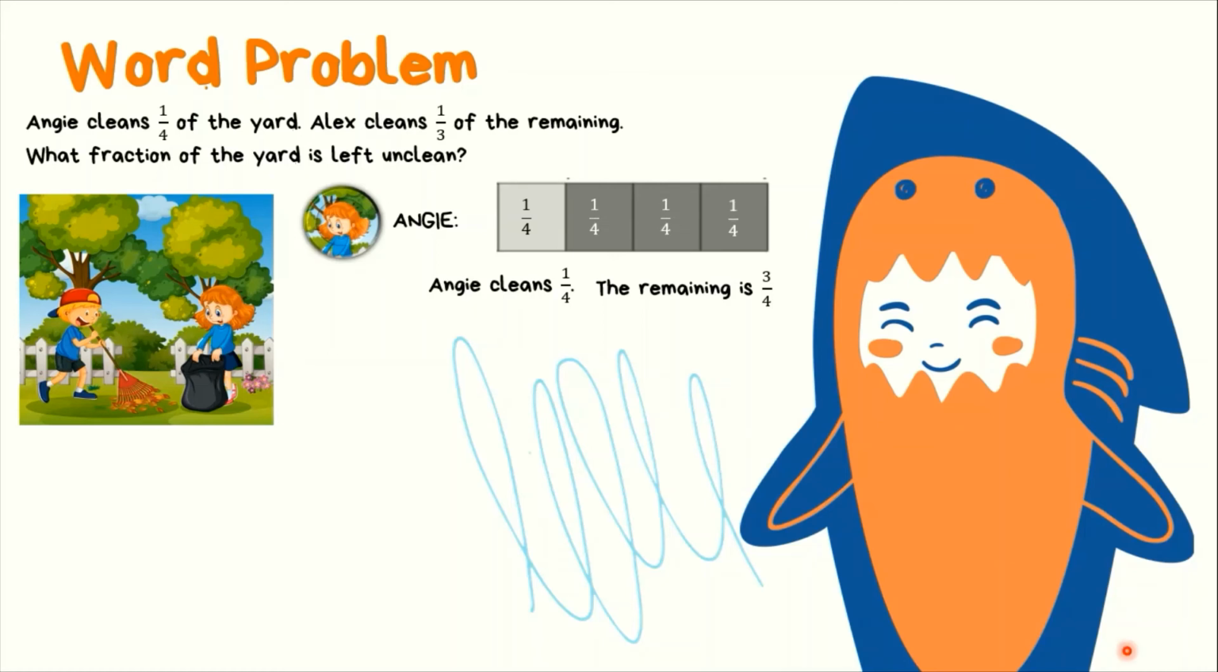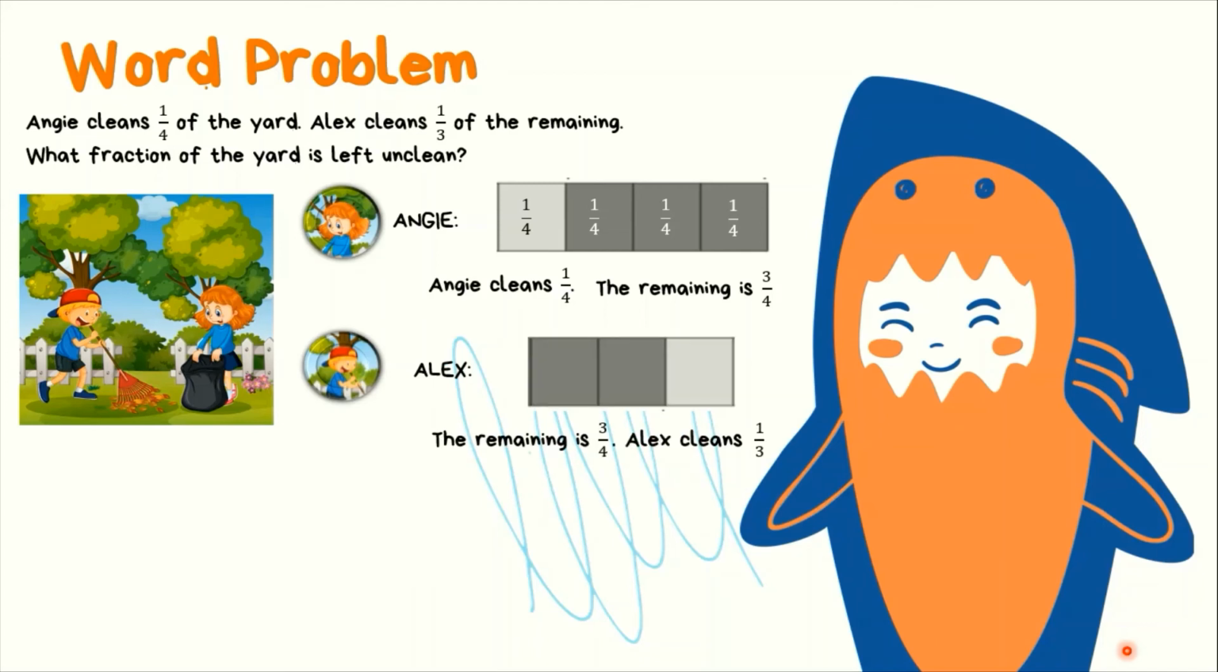Out of the remaining 3/4 na hindi pa nalilinis ni Angie, si Alex ay tumulong na maglinis din. Alex cleans 1/3. Ito yung ating illustration. Nahati sa 3 dahil 3 yung ating denominator. 1/3 ay nilinis ni Alex. Therefore, may natitira pang 1/3.